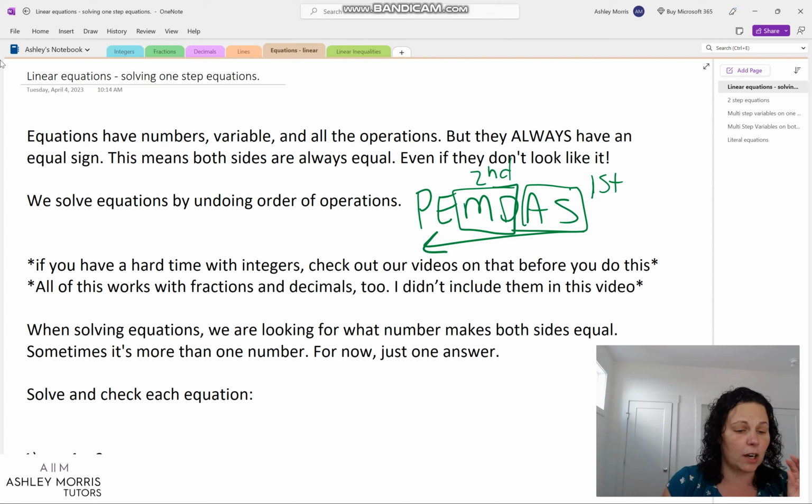If you're having a hard time with integers, fractions, decimals, any of that, they can be in your equation. So make sure if you're having troubles with just basic integer, basic fraction operations, go back and check out those videos.